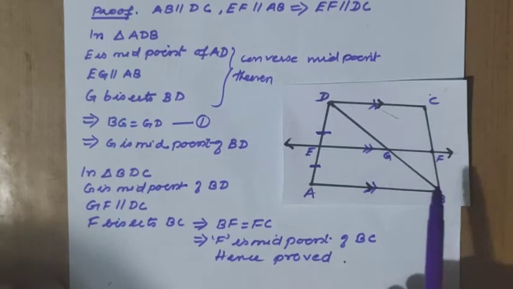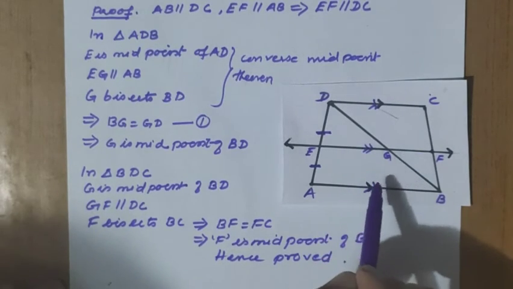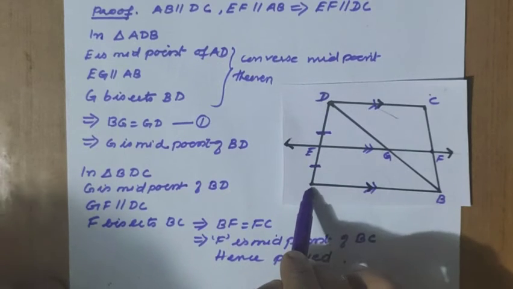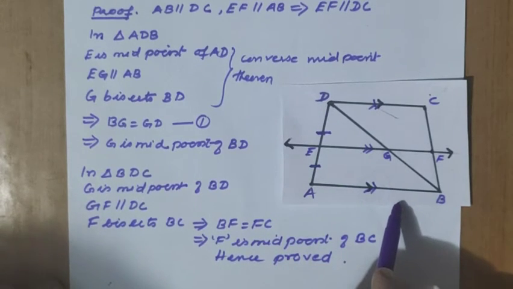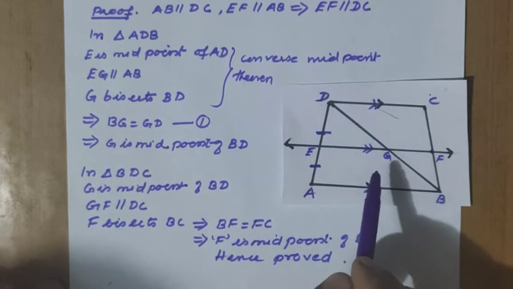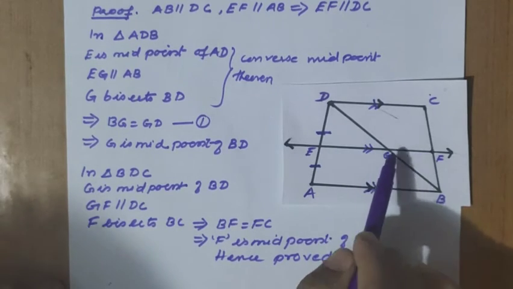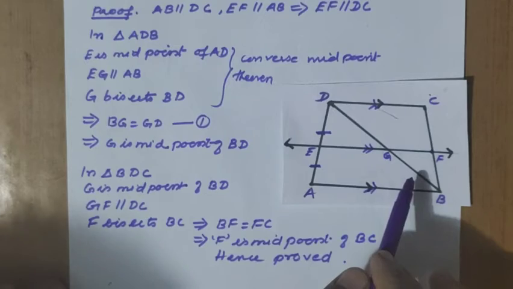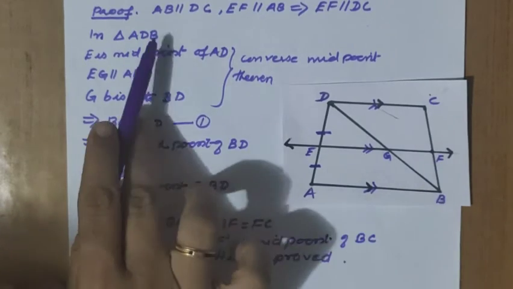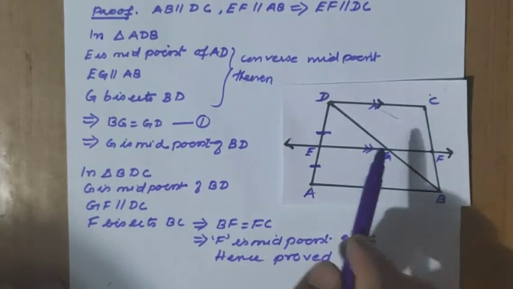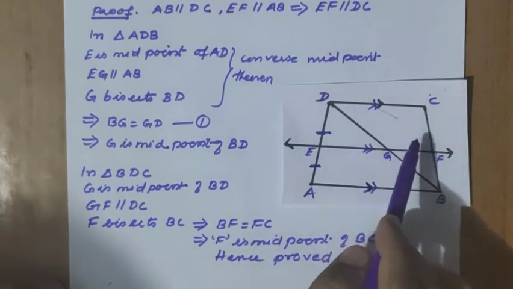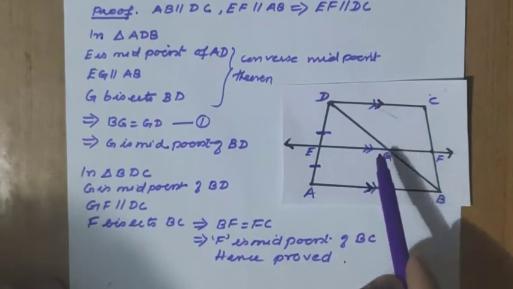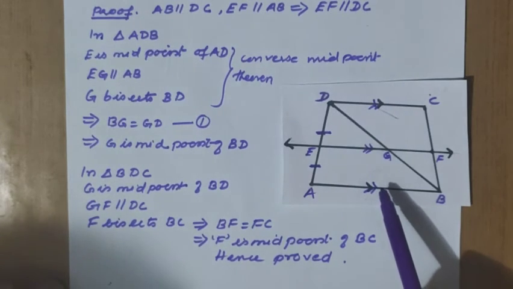So what is the first step? We had given in the question AB parallel to DC and E is the midpoint of AD. EF parallel to AB is given. So the AB, EF, DC must be parallel. Then only we can use converse midpoint theorem here. So first step, AB parallel to DC, EF parallel to AB. That means all the 3 lines are parallel.